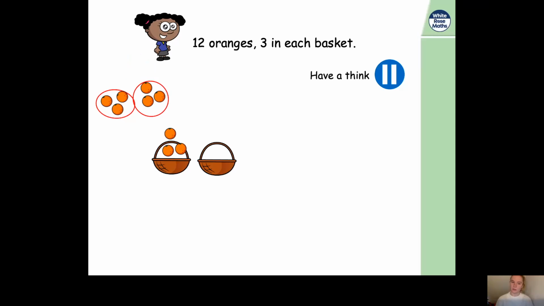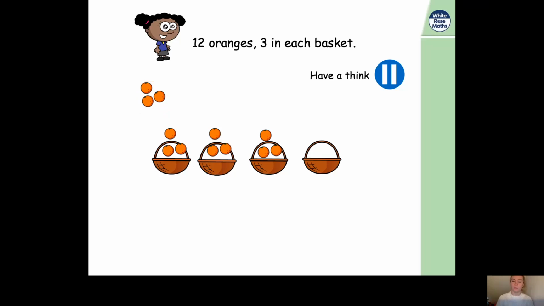Okay, so we're going to then put our next group of 3 into the next basket, our next group of 3 into the next basket. And how many more baskets are we going to need? Yes, we're only going to need one because we've only got one more group of 3. So there we go. We have grouped our 12 oranges into groups of 3. But how many groups have we ended up with?